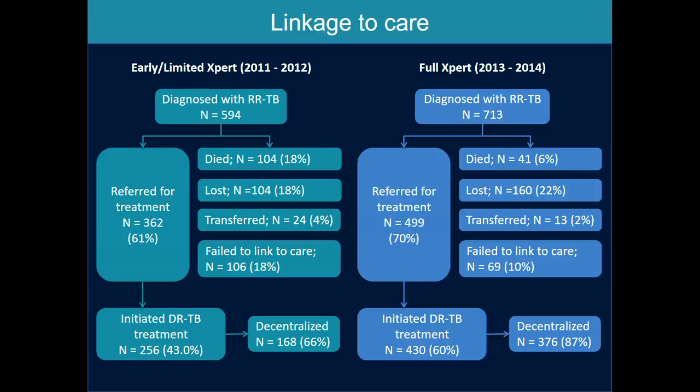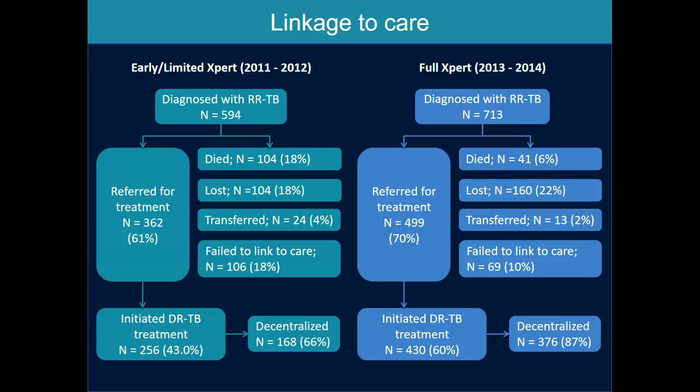So this is to show you the results from the linkage to care. In the early or the limited cohort, we had 594 cases diagnosed with RIF-resistant TB. Of that, 61% were correctly referred for treatment. 18% died, and an additional 18% were lost before they could initiate treatment, and 4% transferred or moved to another facility. Of those that were referred for treatment, 18% failed to link to care. So in total, we had 43% that initiated treatment, and of these, 66% were at the decentralized facility.